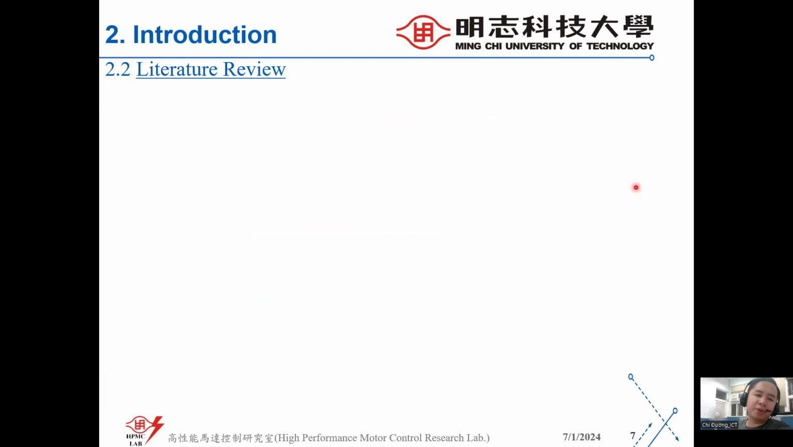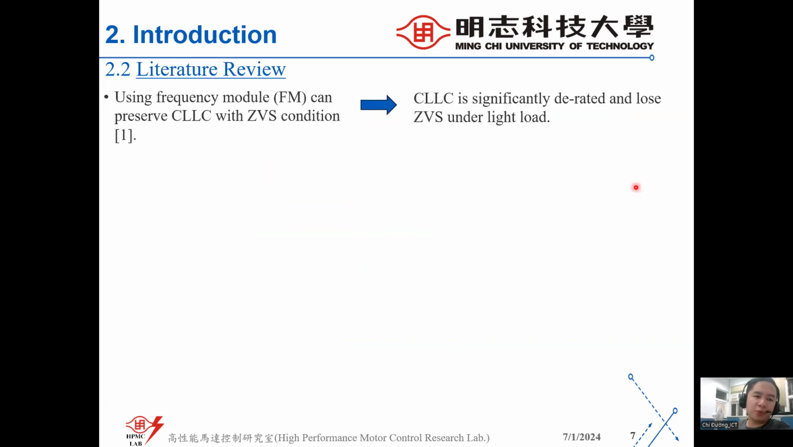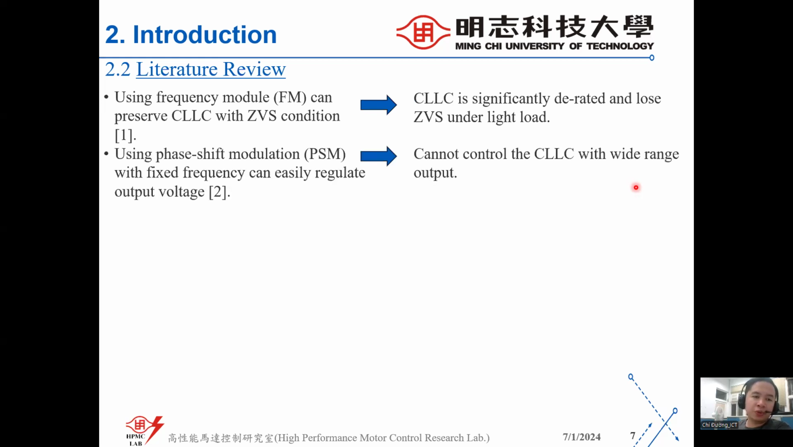And after reading some papers and considering these methods, paper 1 uses frequency modulation, and it can control the CLLC and reverse CLLC with zero voltage switching. But the CLLC has significant voltage gain variation and loses zero voltage switching at light load. Other authors use phase modulation with a fixed frequency, which can easily regulate the output. But these authors cannot control the CLLC with a wide output range.